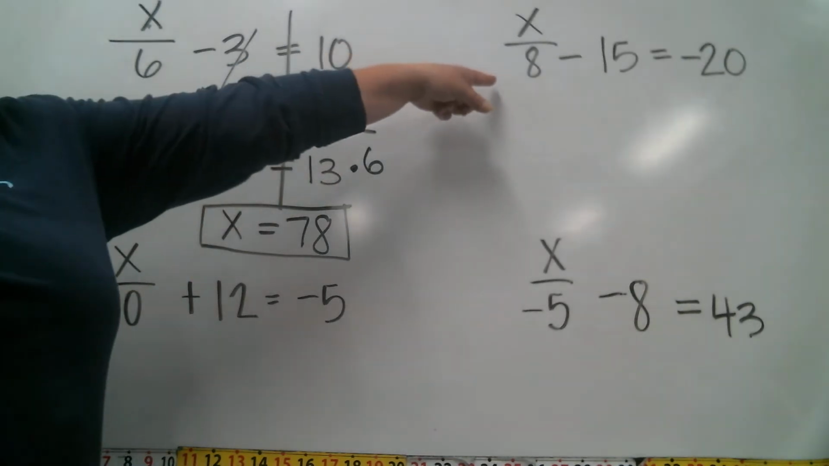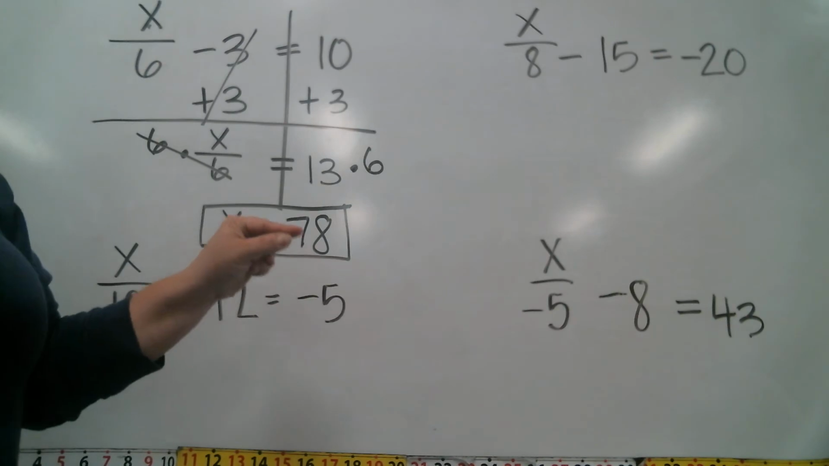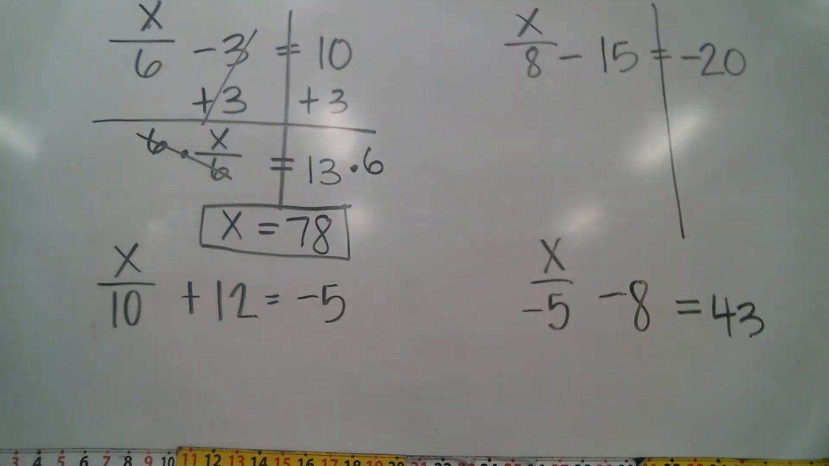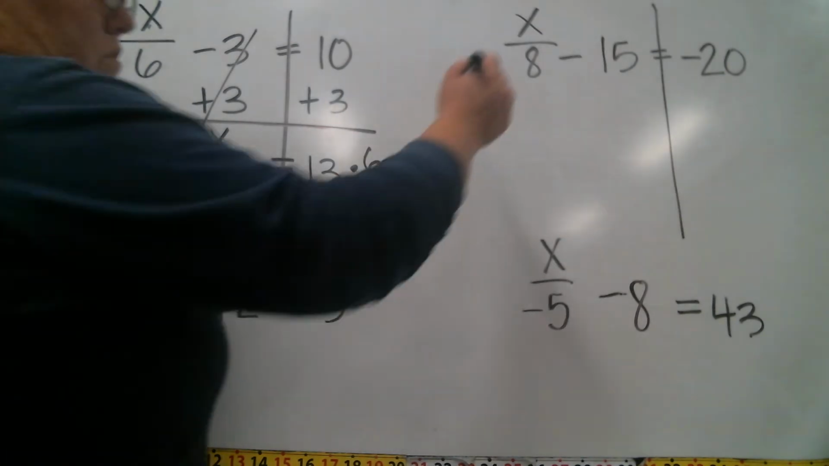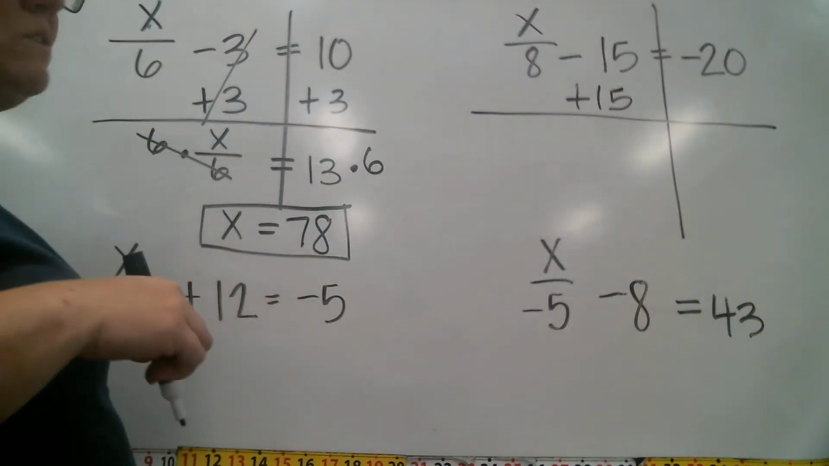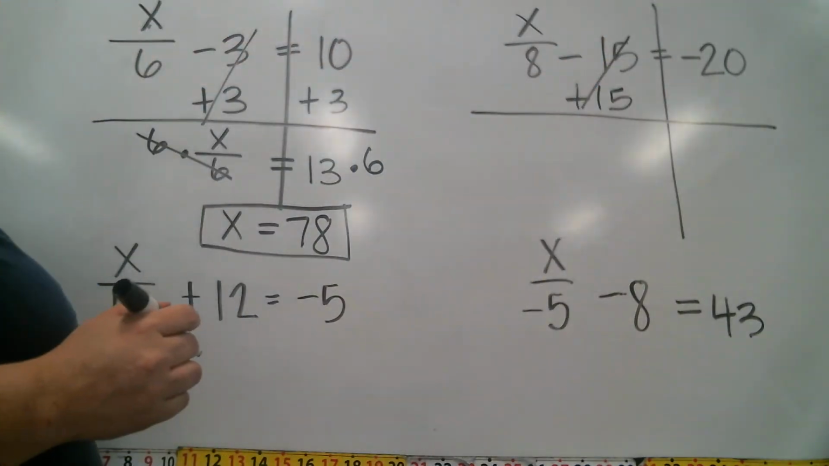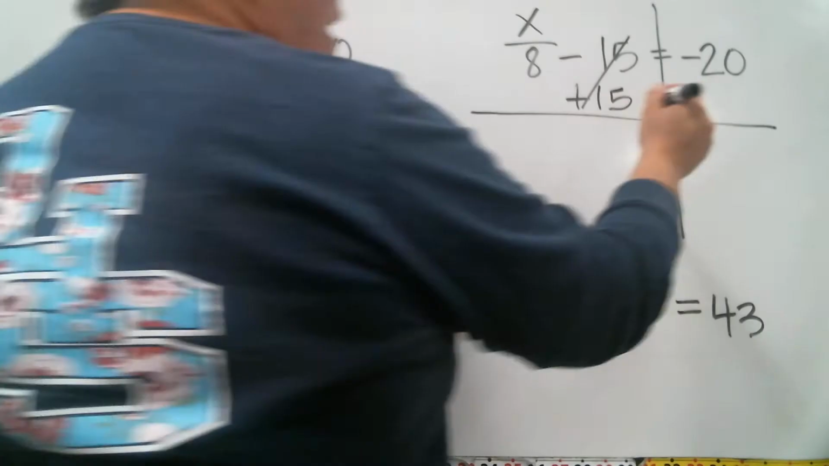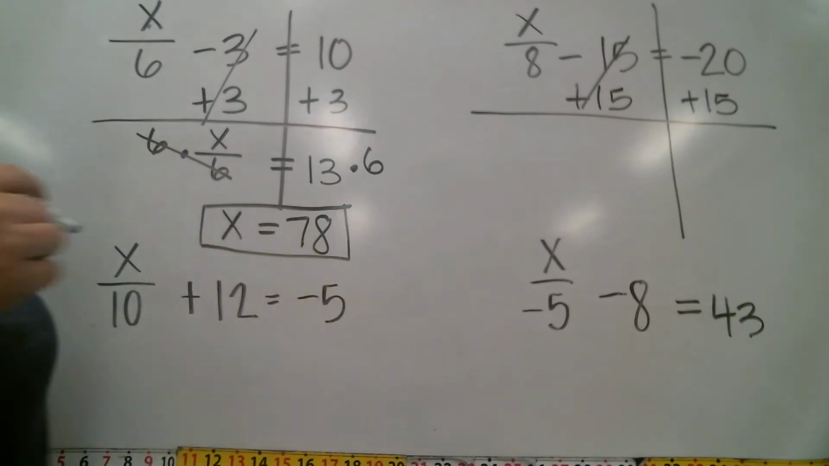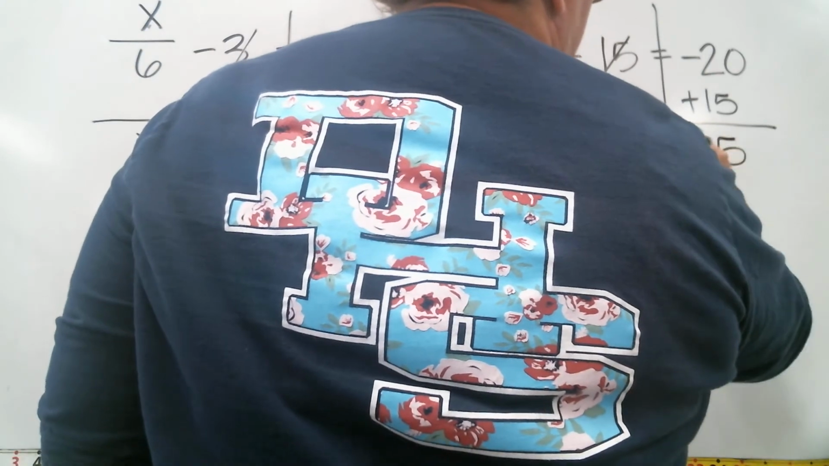If you go to this one right here, we've got x divided by 8 minus 15 equals negative 20. I'm going to start by drawing a line down the balance. And I want to undo that subtraction first. I undo minus 15 with plus 15. Negative 15 plus 15 cancels out. But since I added 15 to one side, I also have to add 15 to the other side. Negative 20 plus 15, we're starting at negative 20, moving forward 15. We're going to land at negative 5, because that'll still keep us in the negatives.